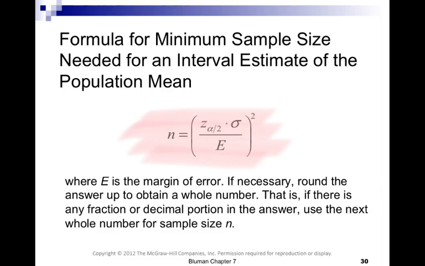Okay, this is important: if there's any fraction or decimal portion in the answer, go up to the next whole number. Because if you go below it, then you're under the sample size that you need. So you want to always round up for sample size.